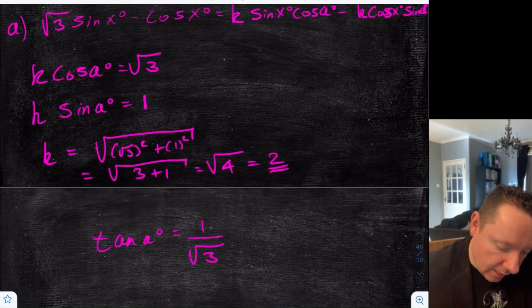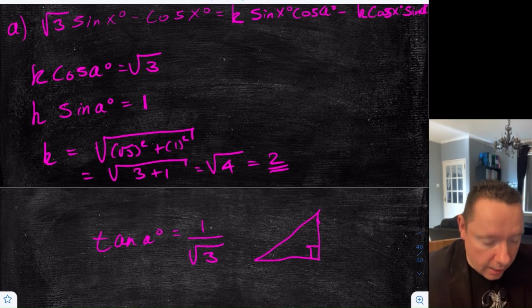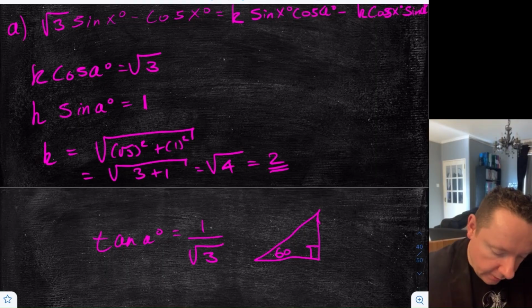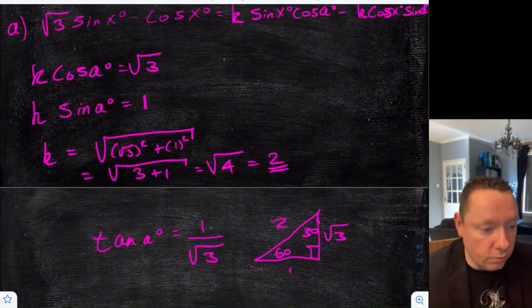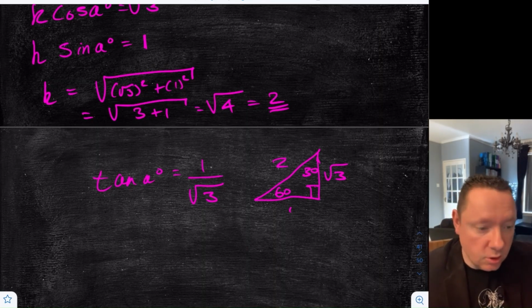So that's an exact value for tan A, because we've got a right angle triangle, and if you had 60 here and 30 here, you would have 2, 1 and root 3. So the tan of 30 is 1 over root 3. We need to use a CAST diagram just to confirm.